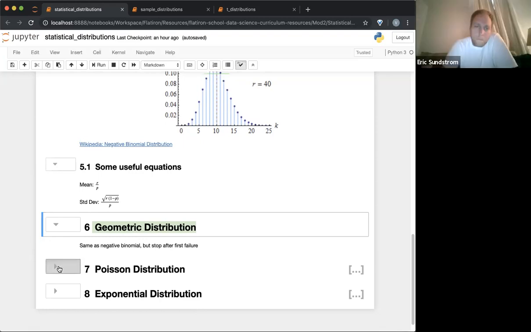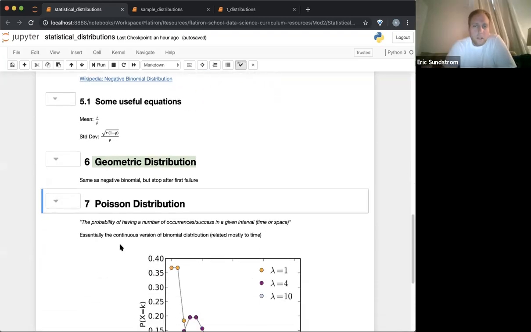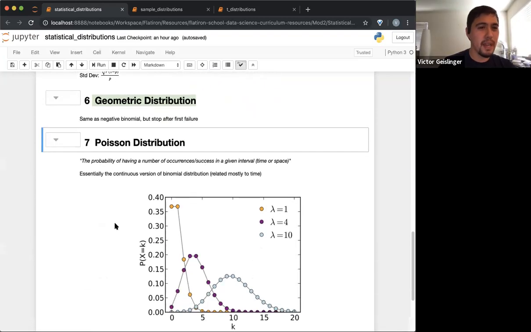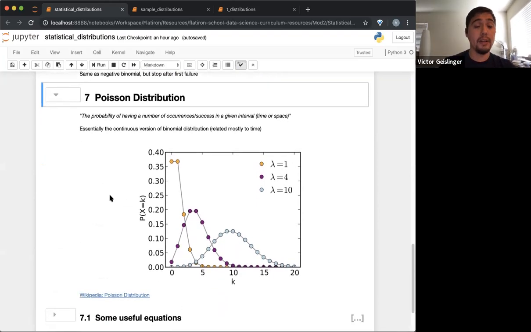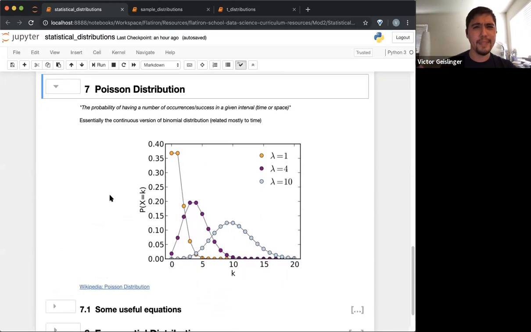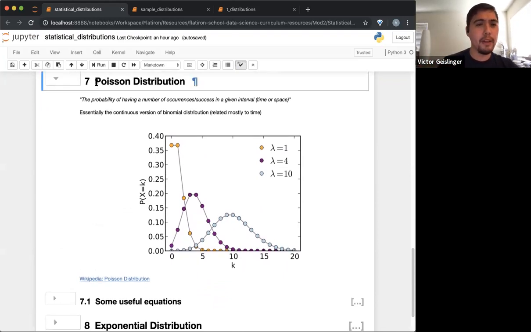All right. Cool. So we're going through these distributions pretty quickly, because again, there's a lot of information in the curriculum. If you feel like there's more to be had, you can definitely go back to that. But for Poisson distribution, I'm going to read this definition off here. It's the probability of having the number of occurrences or successes in a given interval. And usually it's measured with an interval, meaning time or space. Usually time.